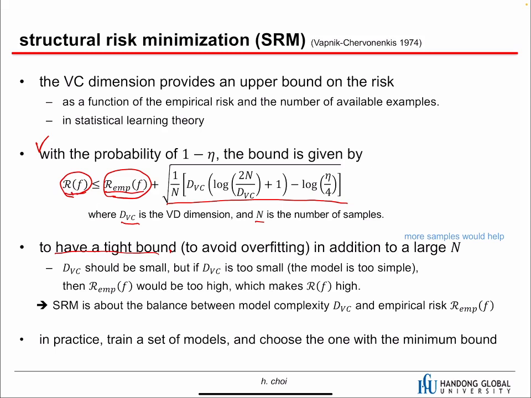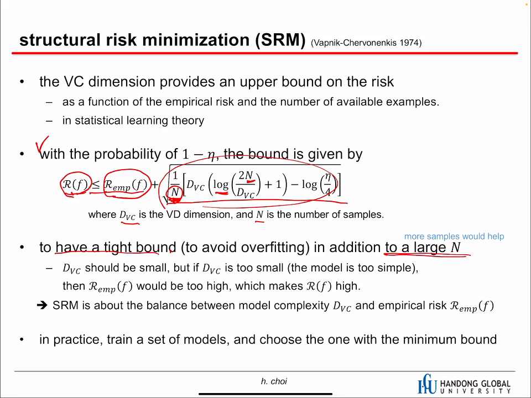So to have a tight bound, we can increase the number of samples. Obviously, if we increase the number of samples, even though we have an N here, there is a log, so this term will be minimized. So the bound will be tight.